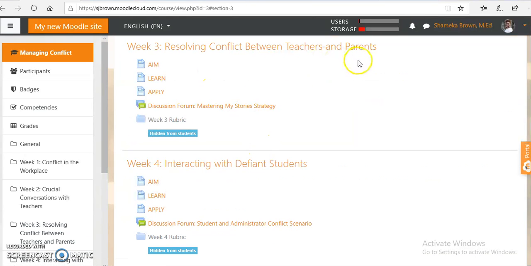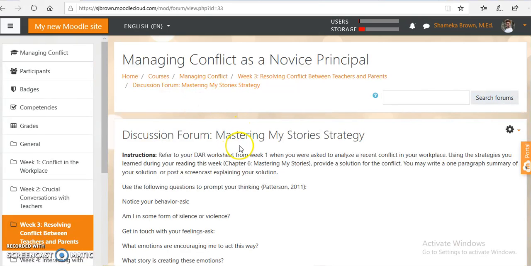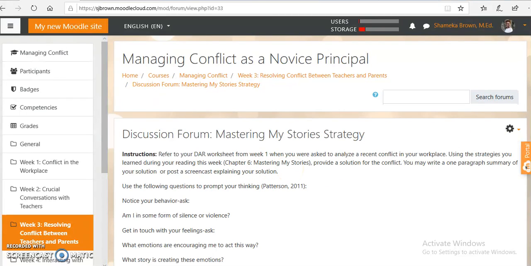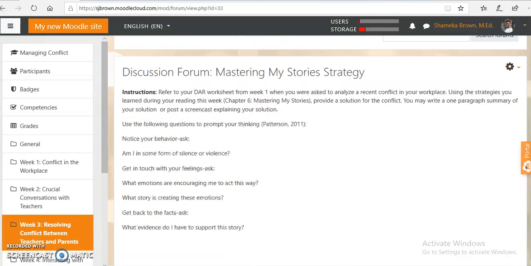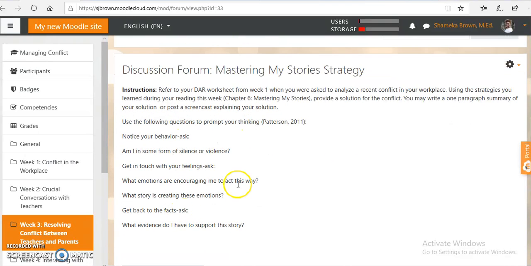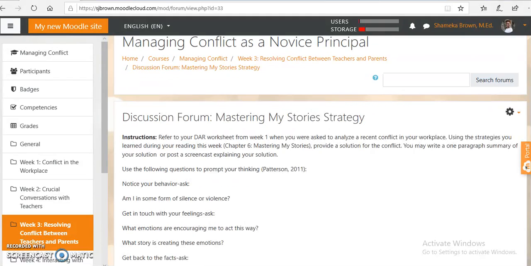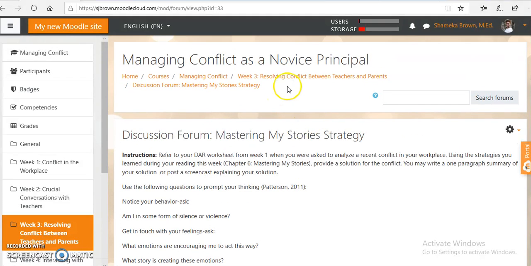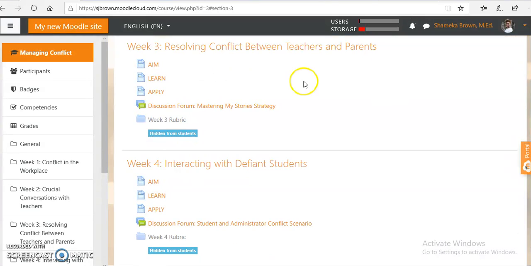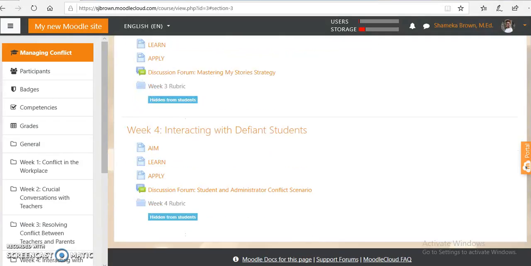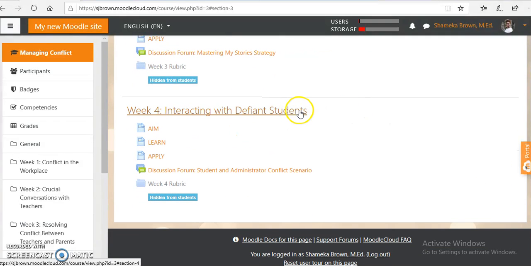The third week, resolving conflict between teachers and parents. Again, I have aim, learn, and apply, and the discussion forum task is mastering my story strategy, where they're actually using a strategy from the chapter in the book. I provided them with a similar format as a suggestion of how they can respond, as well as the information for the book.